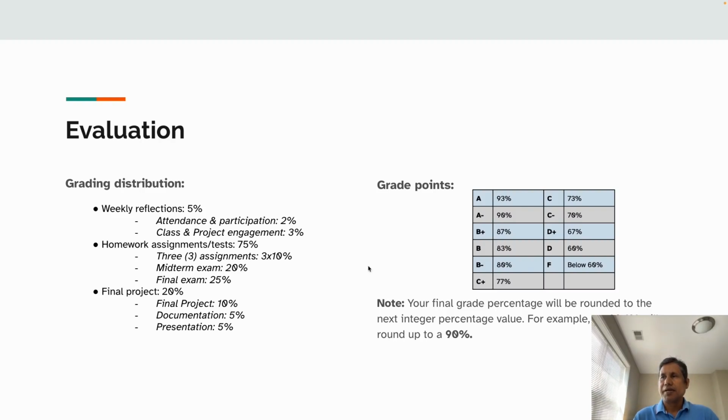Regarding the final grade, the letter grade assignment, you will be rounded to the next integer point. For example, if you have 89.1% as your contribution, then we will round it to 90% and assign the corresponding letter grade. You will have to have at least 93% to get an A. A minus is 90 to less than 93%, and the rest you can check with the syllabus that we have provided.